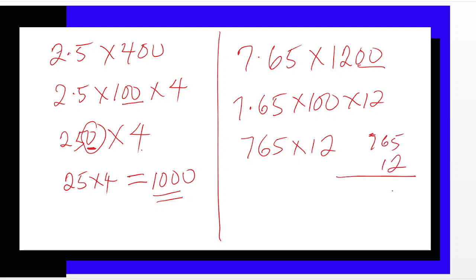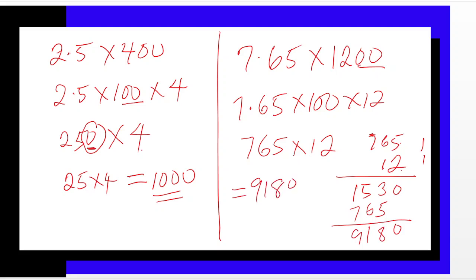So 2 times 5 is 10, you write 0, carry 1. 2 times 6 is 12 plus 1, that is 13, you carry 1. 2 times 7 is 14 plus 1, 15. So 1 times 5, 5, 6, 7. We add everything together. So this gives 0, 8, 1, 9. So the answer will be 9,180. Is this clear? So that is that on this.